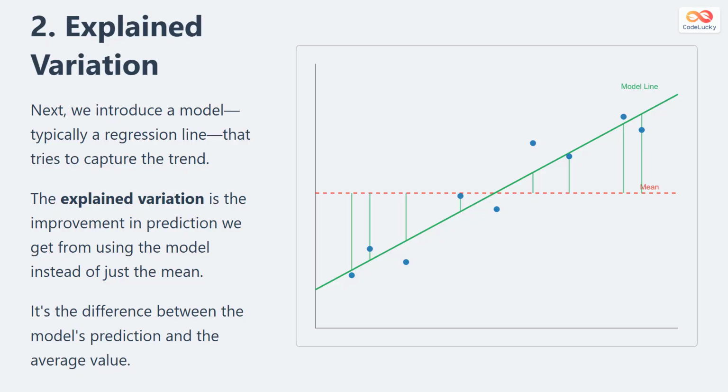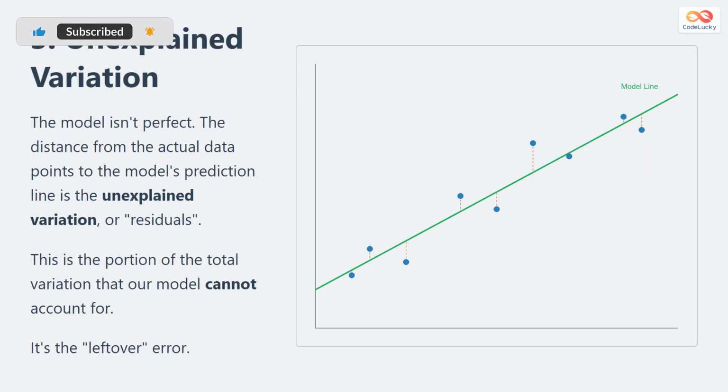Now, let's introduce our model, which is represented by a line cutting through the data. The model tries to capture an underlying trend. The explained variation is the improvement we get by using our model's predictions instead of just the simple average. It's the part of the data's variation that our model successfully accounts for.